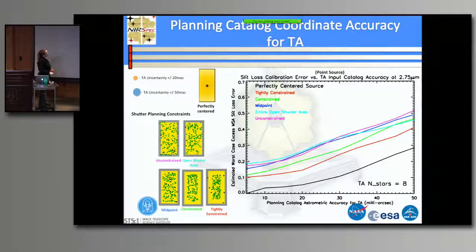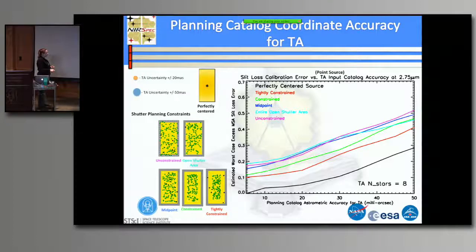What I'm plotting here is your planning catalog astrometric accuracy for target acquisition in milliarcseconds, from 5 to 50, and the estimated worst case excess MSA slit loss error for a point source. This is a little bit to wrap your brain around, but for example, for a planning catalog with 10 milliarcsecond accuracy and a tightly constrained plan, the estimated slit loss accuracy is going to be about 12 milliarcseconds.